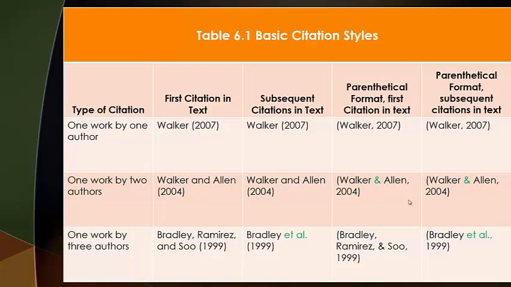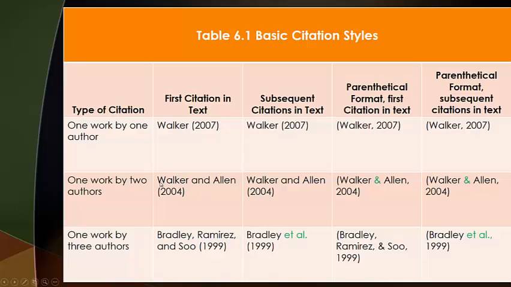So here are the basic citation styles directly from the APA manual, and you can see here the way you follow this. This is the first citation, so one work by one author would simply say Walker, 2007. Subsequent in text, so in text means we're stating the author's name in the text, if you didn't get that. Everything after that will look the same. Parenthetical, Walker, 2007, everything after that looks the same. So there's no difference in multiple citations of an author.